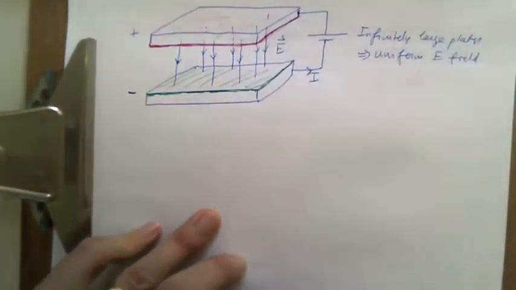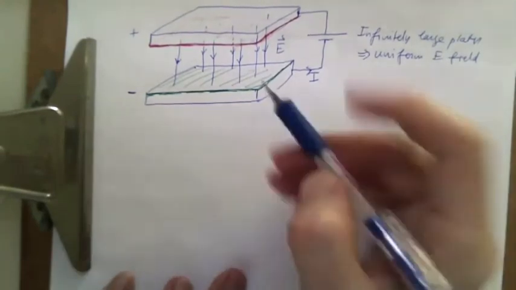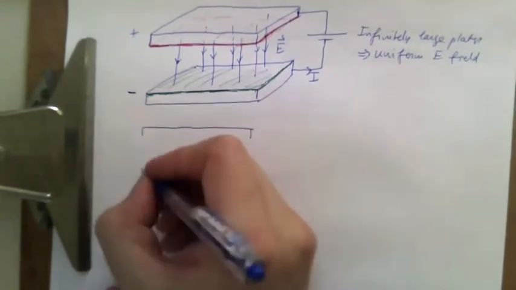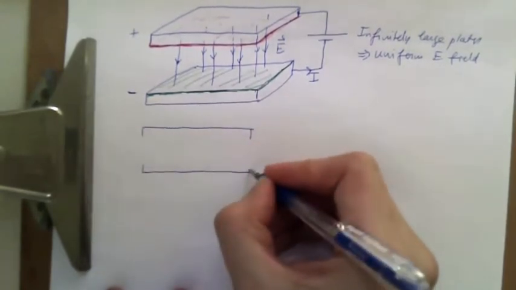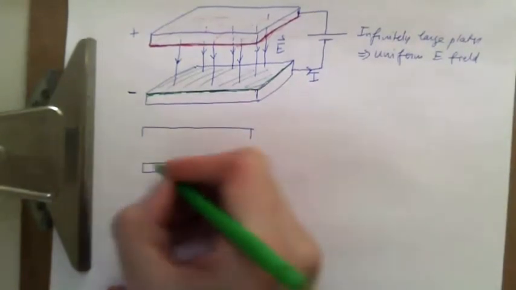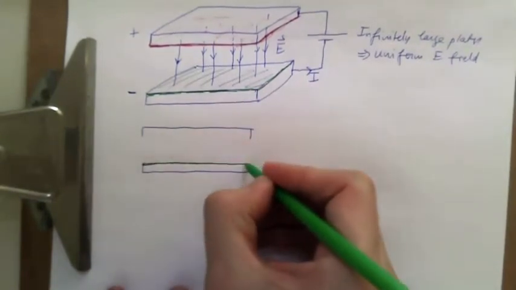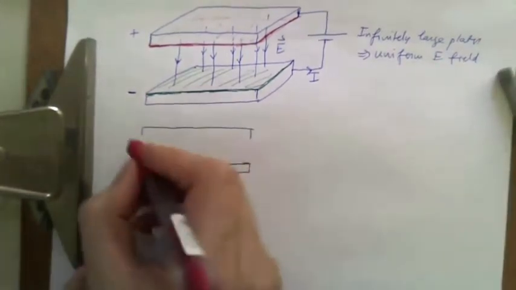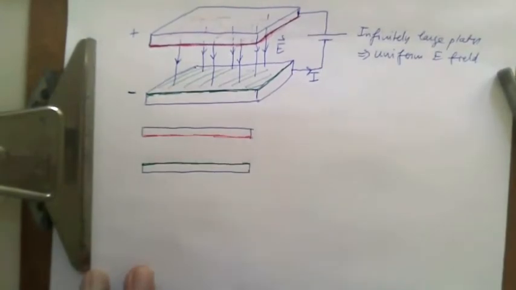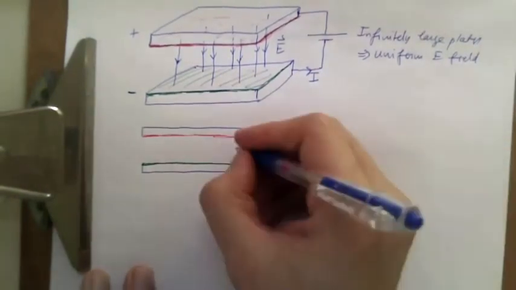So that means that, and I'm going to draw a cross section because it makes it a little bit easier to draw. So this is the negatively charged plate, and now the field.